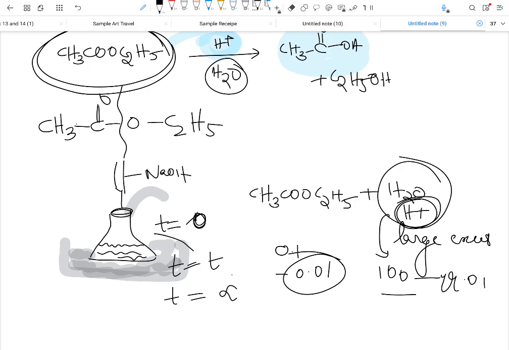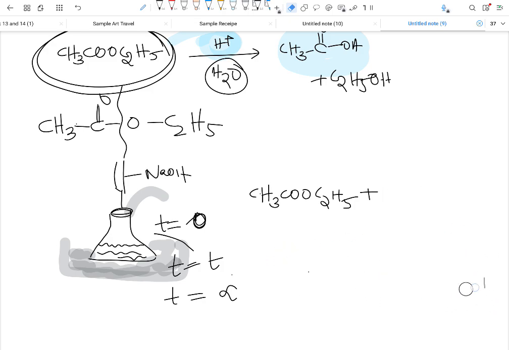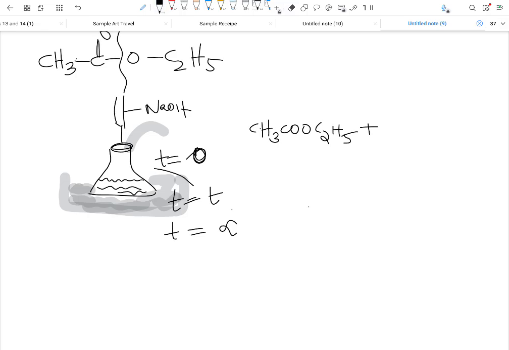So the change in the H+ is almost negligible, it remains in excess, and the same applies to H2O. We are already taking dilute acid, so whether you consider H2O or H+, it is the same, and it is in large excess. So actually this is a pseudo first order reaction. Pseudo first order means H+ will be in large excess, so almost its amount will be constant.